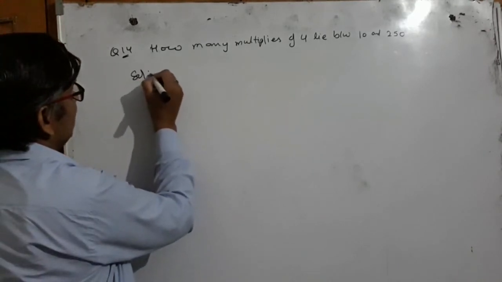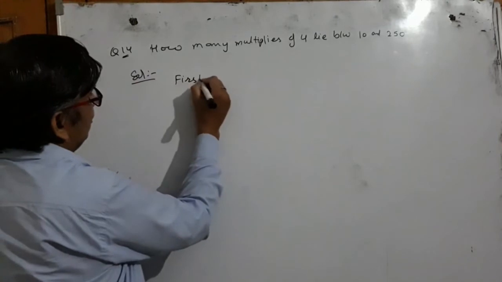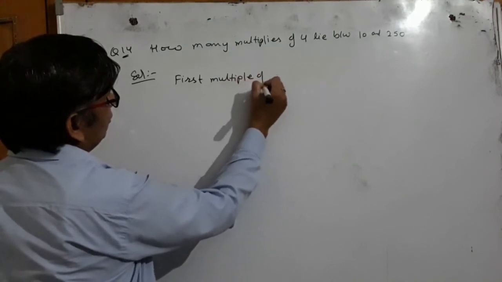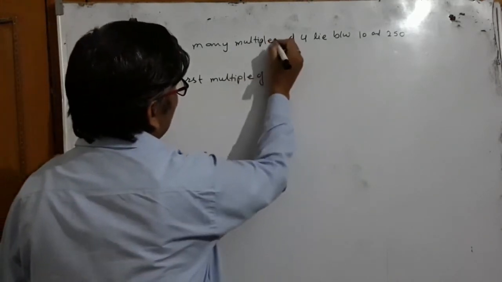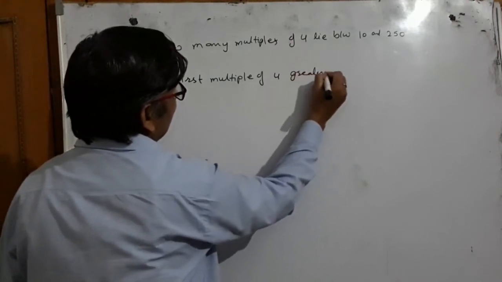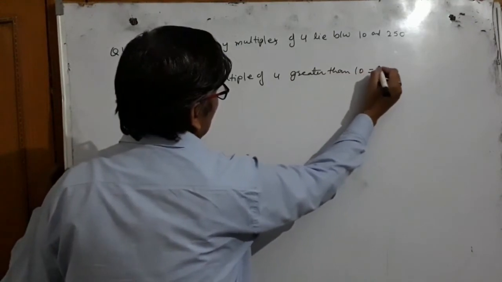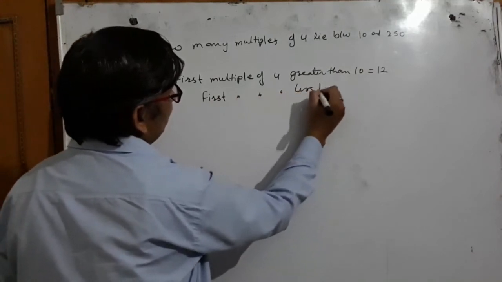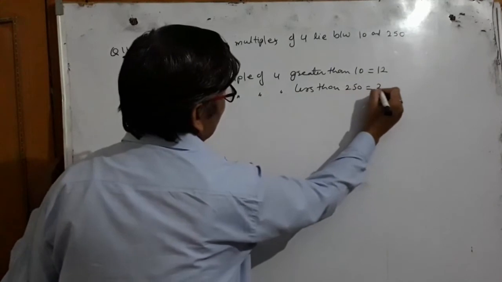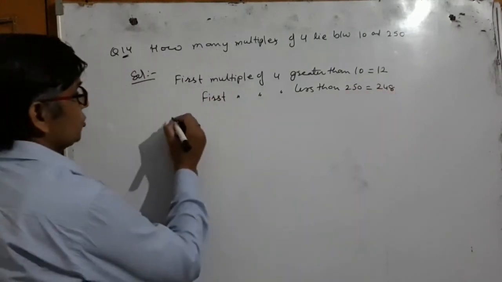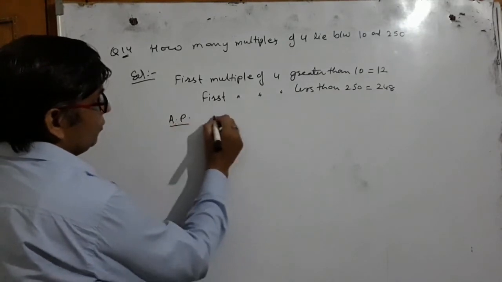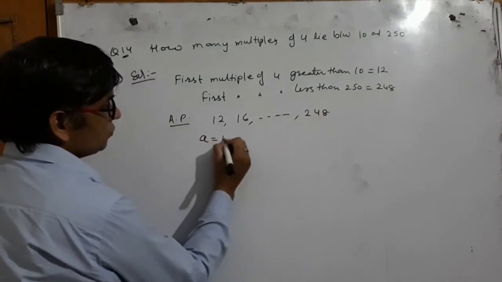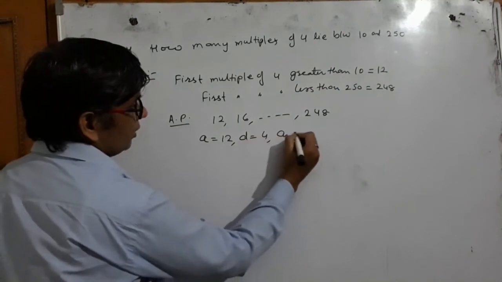ओके, सॉल्यूशन में देखिए, फर्स्ट मल्टीपल ऑफ 4, first multiple of 4 greater than 10 is 12 और first multiple of 4 less than 250 is 248. ओके, तो सीरीज क्या बन गई, एपी क्या बन गई, फर्स्ट इज 12, अदर इज 16 एंड लास्ट इज 248. तो A is 12, D is 4 and nth term is 248.